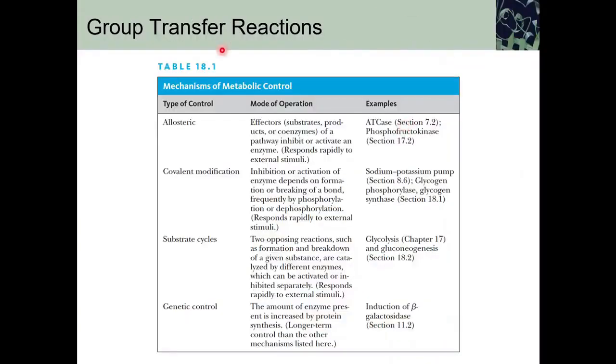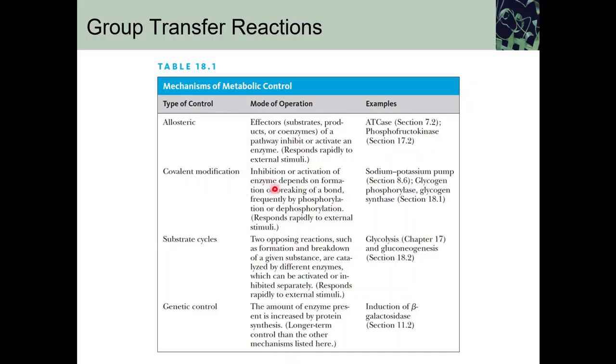Now, here is a summary that I want to talk about. Ultimately, we've learned of the carbohydrate metabolism and the different pathways for carbohydrate metabolism, and of course the metabolic control. Metabolic control is affected through allosteric effect or allosteric control, and it is through effectors or substrates, products, or coenzymes of a pathway that inhibit or activate an enzyme, like in the case of phosphofructokinase. This responds rapidly to external stimuli, like to allosteric activators or allosteric inhibitors.